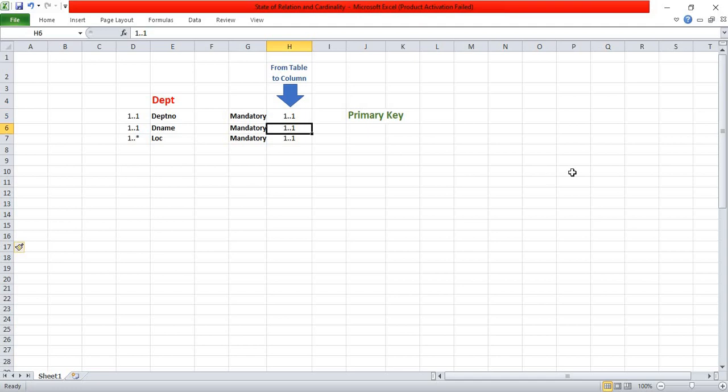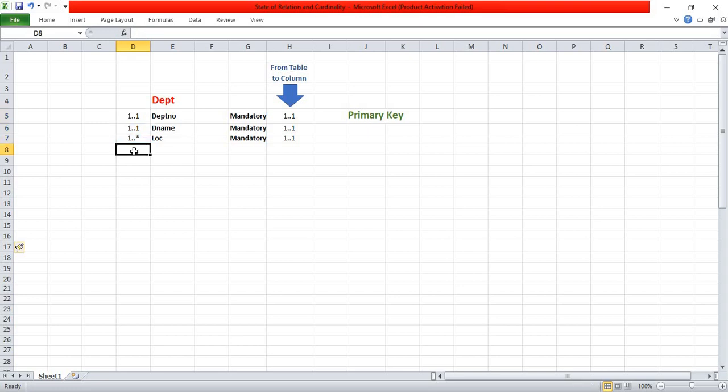The same way from table to column, one department can have only one name, one department name. So that is why it is again 1 to 1. And one department should be in one location. This again depends on business. If the business decision says one department should be only in one location, then it is 1 to 1. And if it is one to many, then that's a different course of action which we'll talk about later.